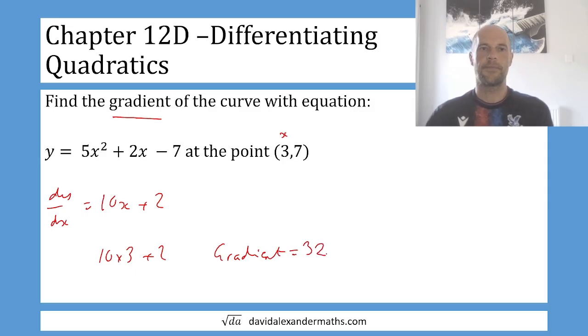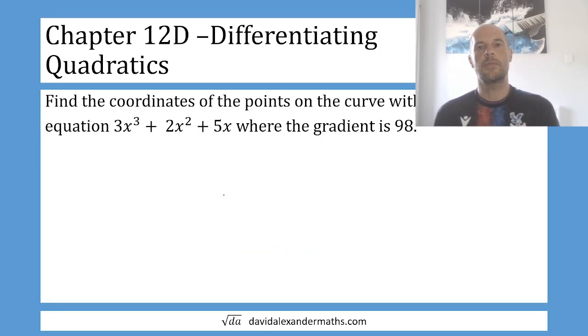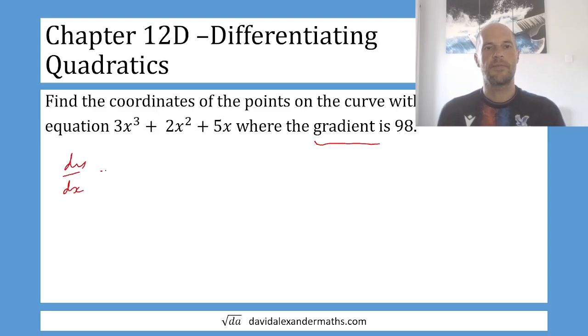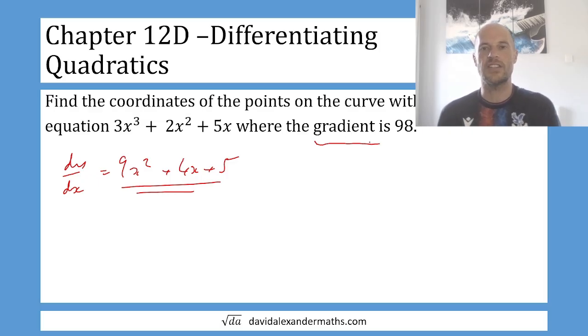Find the coordinates of the points on the curve with equation 3x cubed plus 2x squared plus 5x where the gradient is 98. So whenever a question talks about gradient, you probably need to be thinking about differentiation. So dy by dx is going to be 9x squared plus 4x plus 5. So this is my gradient function. This is the equation I use to calculate the gradient at any given point. But here I know what the gradient is, it's 98.